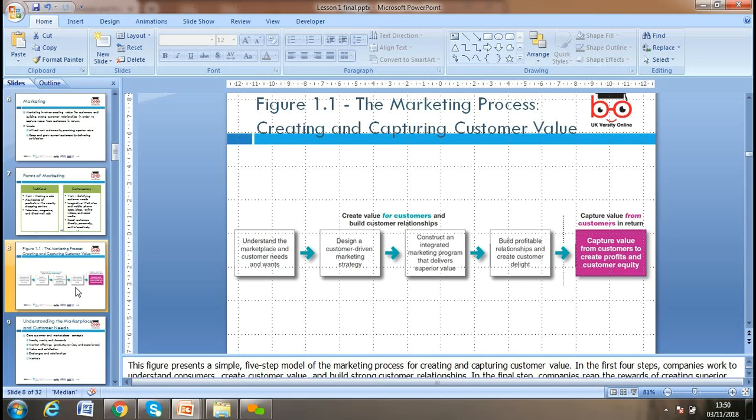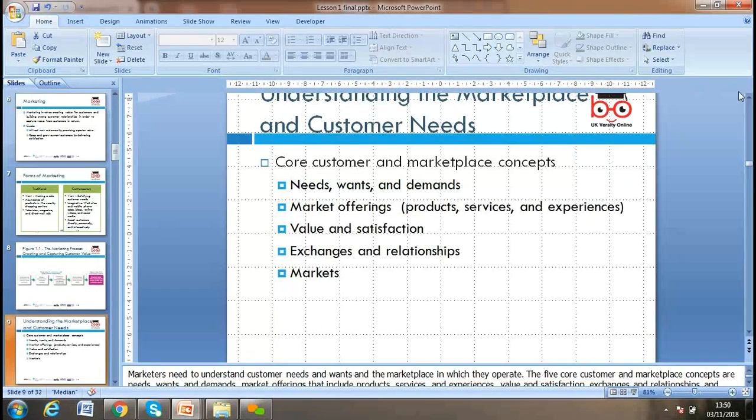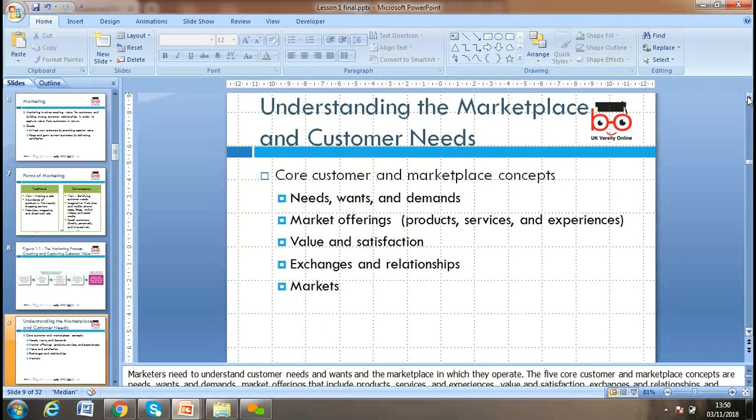So, design a customer-driven marketing strategy. We need to construct an interactive marketing program that delivers superior value and builds profitable relationships. We develop the relationship profitably, create a diligent, respectful relationship with the customer, and capture value from the customer to create profit and customer equity. Equity means how much the customer's investment is, their share in the market. Does anybody have any questions? Please ask me.